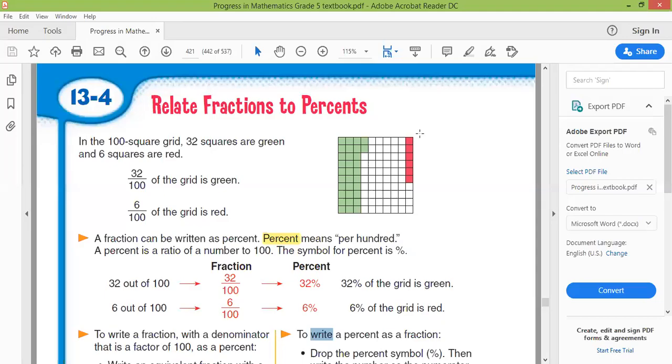Yes, our lesson for today is 13.4, relate fraction to percent. It's page number 421. As you can see here, if you remember, we have studied about ratios. Okay, what is a ratio? Who will tell me? Any student, if you remember?